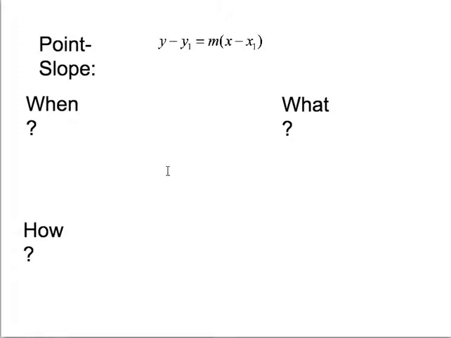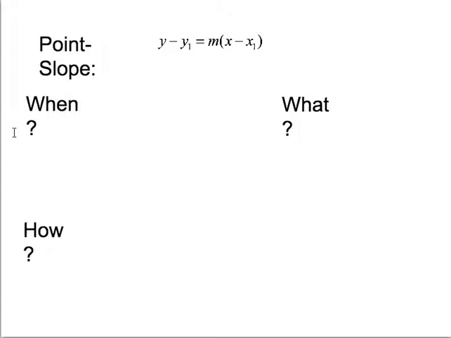Okay, so when do we use point-slope? What is it and how do we use it? It's just another form of the equation, but this time instead of using the specific point of the y-intercept, we can use any point on the line. It doesn't matter, any x and y that falls on the line, and we also use the slope.